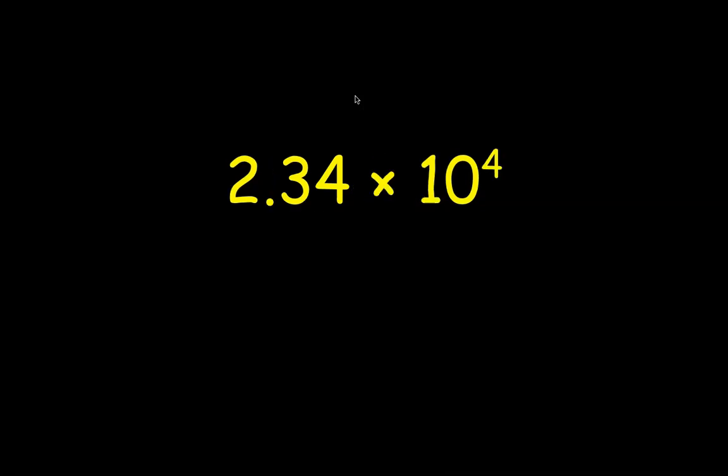23,400. Pause the video and continue when ready. Right. Ignore everything but the 2. It's the most important digit. 2 times 10 to the power of 4. Put the other digits in. 2.34 times 10 to the power of 4.